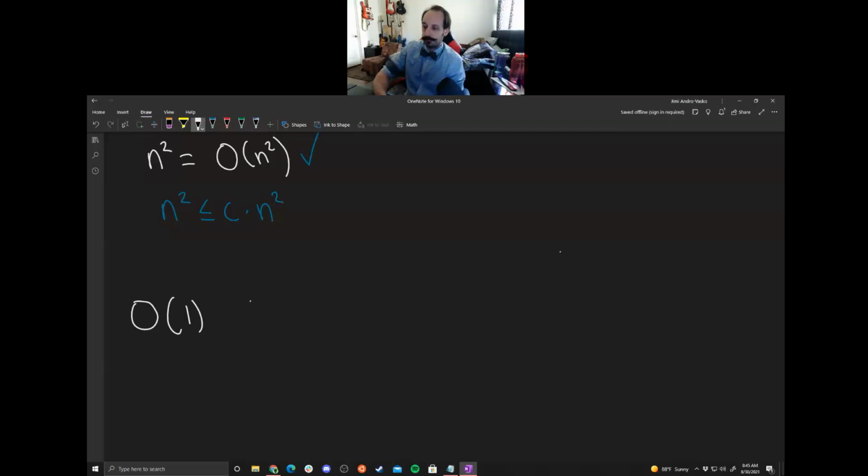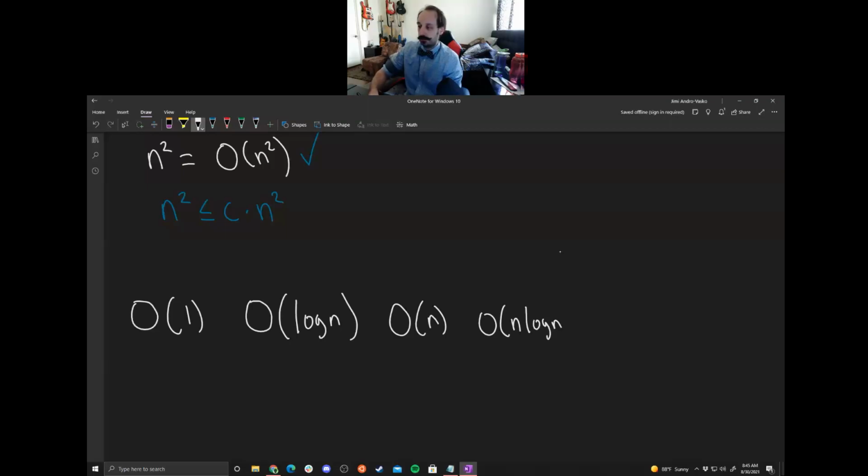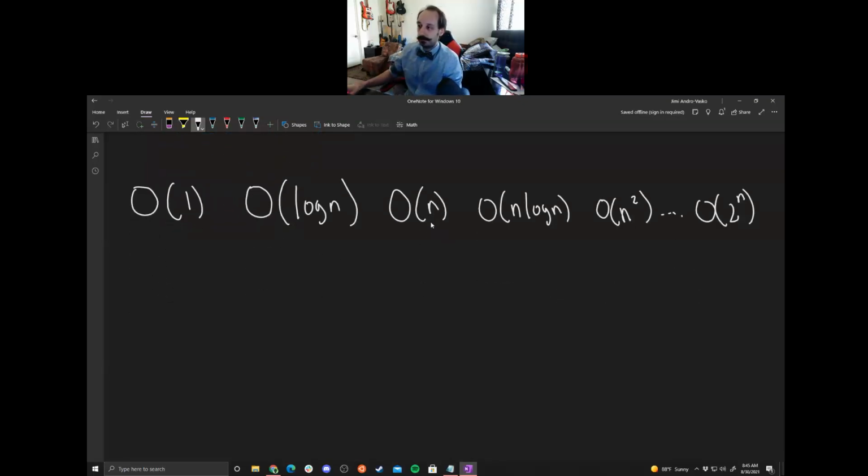Then we'll have O of log n, I'll just put O of log again for right now. Then we'll have O of n, then O of n times log n, or O of n log n, O of n squared, and I'll just finish this up with O of 2 to the power n. So these are a couple of different asymptotic complexity classes. Each of these is basically going to be a set.